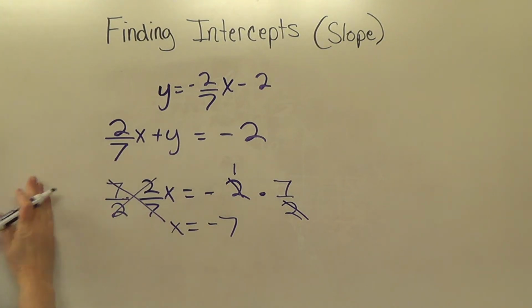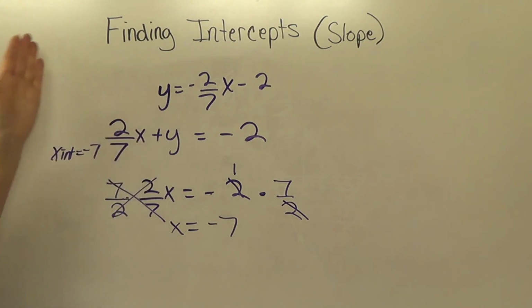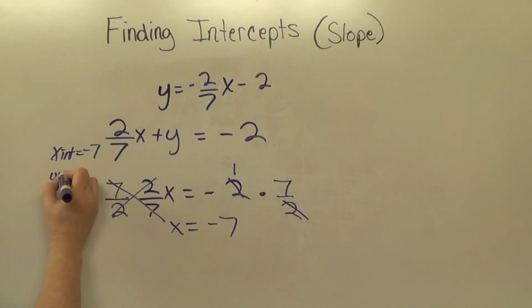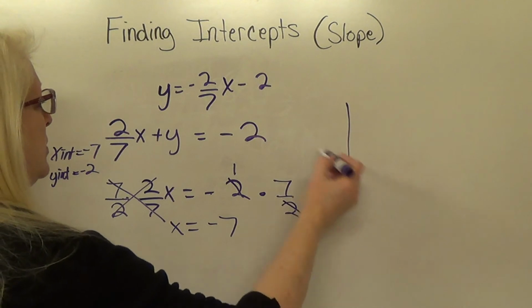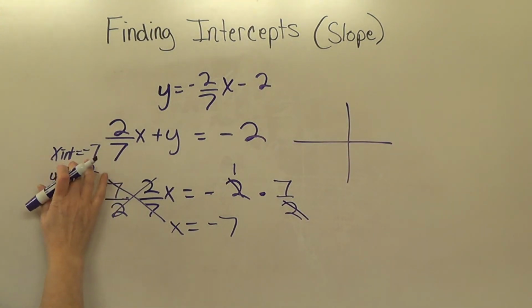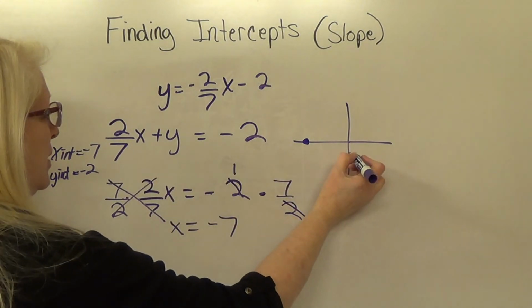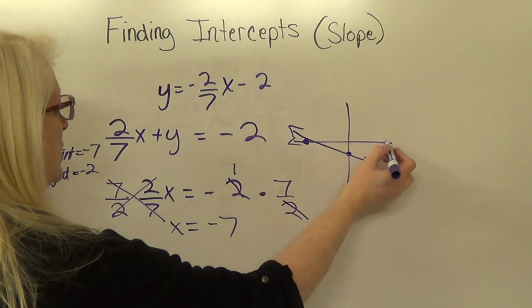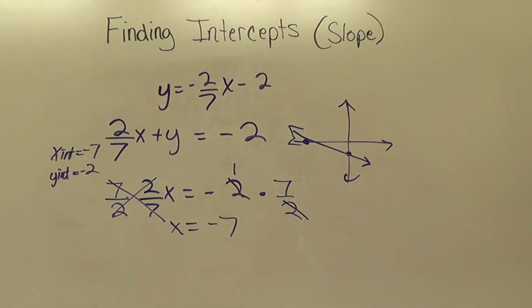So my x-intercept is -7. And then my y-intercept, you would just let x be 0, and then the y-intercept would be -2. And then you would plot those 2 points. We can do a quick estimation. X is at -7, and the y-intercept is at -2. And connect those dots, and you actually have the line for this equation graphed.